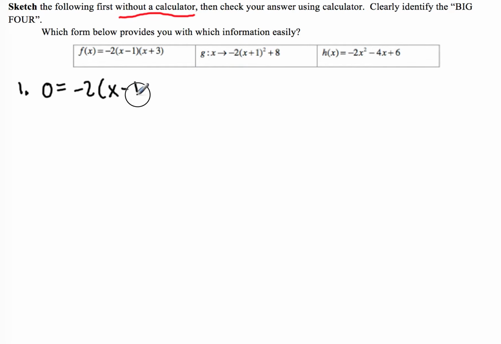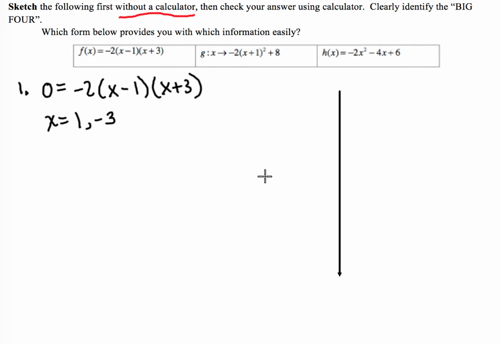And we talked about this already last unit. We would use our zero property. We can divide both sides by -2 and we end up with just x being 1 or -3. I'll start my sketch over here so that we can see what's happening with our function. If it just says sketch, we're not going to use graph paper. We're just going to do a rough sketch as we go along. So our x-intercepts are 1 and -3.